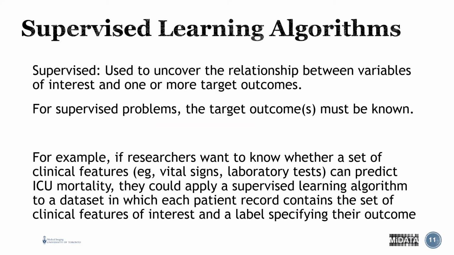Supervised learning is used to uncover the relationship between variables of interest and one or more target outcomes. For supervised problems, the target outcomes must be known. And that typically is one of the more costly aspects of doing research using supervised learning, is this need to have properly, correctly labeled data, which is also known as the ground truth.